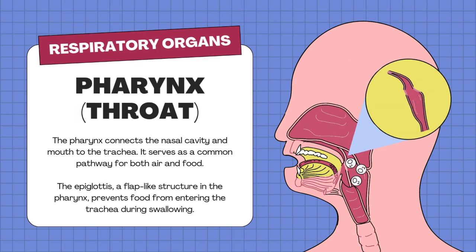Pharynx. The pharynx connects the nasal cavity and mouth to the trachea. It serves as a common pathway for both air and food. The epiglottis, a flap-like structure in the pharynx, prevents food from entering the trachea during swallowing.